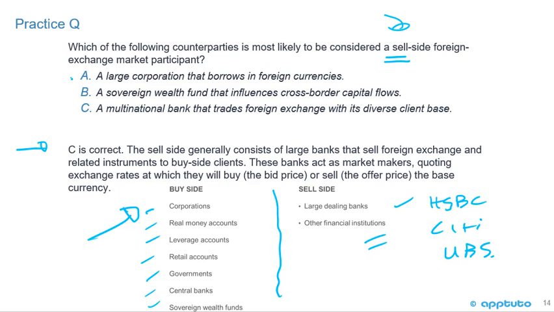So a large corporation, no, that's not right. A sovereign wealth fund, no, that's not right. They're on the buy side. On the sell side, it would be a multinational bank that trades foreign exchange with its diverse client base. Very easy question. And that's the last slide for this LOS.